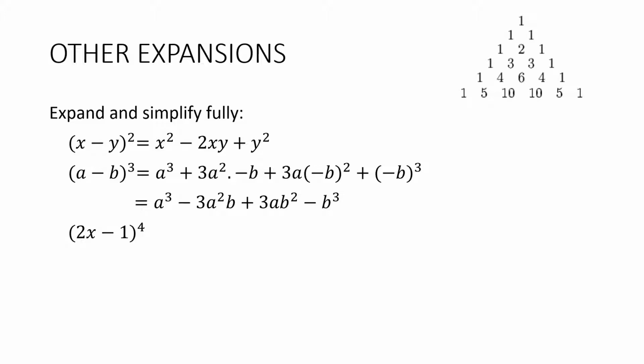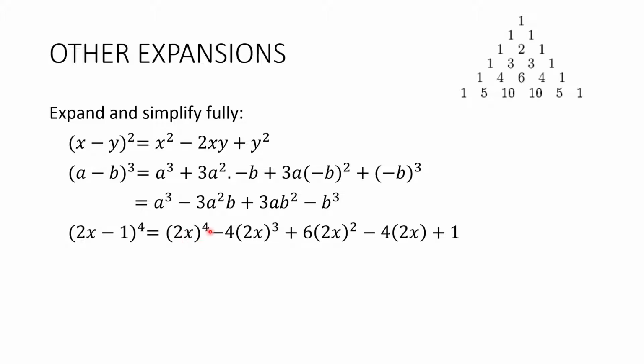Let's try this one. So I'm going to get this time (2x) all to the power of 4 minus 4 times (2x) to the power of 3, and I don't need to worry about the 1. 1 to the power of anything is 1, plus 6, and then (2x) all to the power of whatever I was up to, 3 I think. Let's have a look. It's easier to write down.